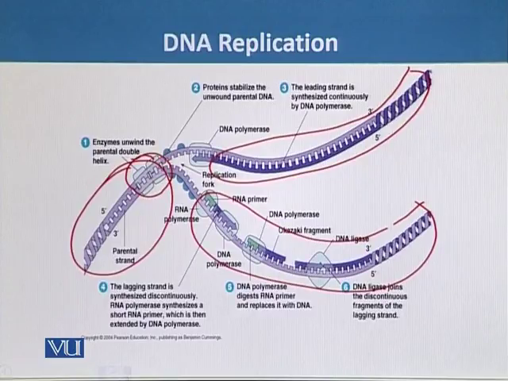After separation of strands, single strand binding proteins, here we can see these are proteins, bind to the single stranded parts of the DNA. They bind to the DNA to prevent the DNA from being joined together and forming the double helix. So the double helix is prevented by the binding of these proteins.